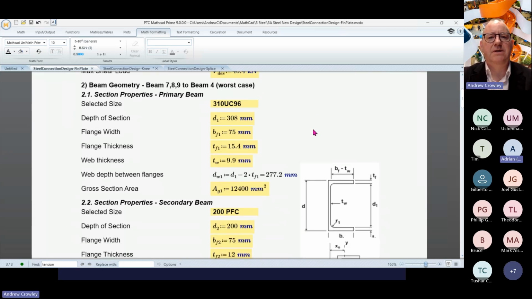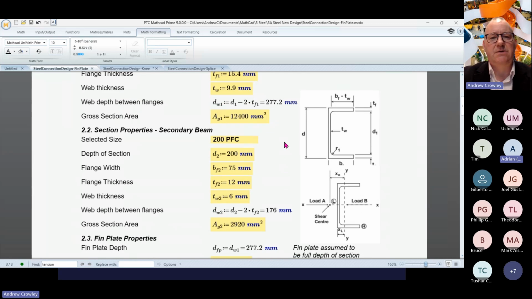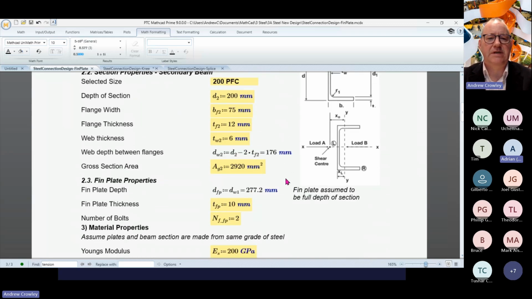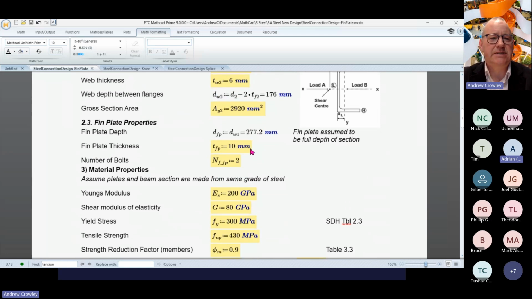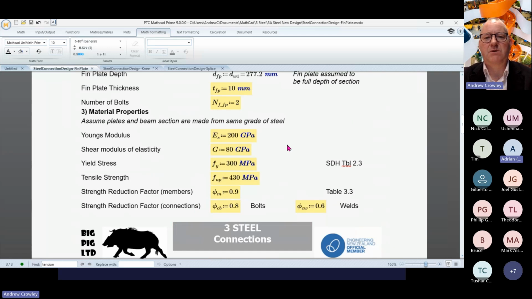We're using a primary beam as a 310 UC 96. So here are the parameters for that. The secondary beam is a 200 PFC. Here are the dimensions for that PFC. Thin plate, as mentioned, is 10 millimeters thick, and we've got 2 bolts. I'm going to use the same grade of steel for the sections as I am for the plates, so it's going to be a grade 300.